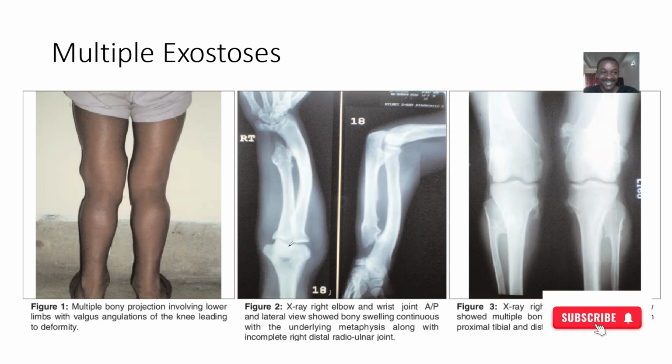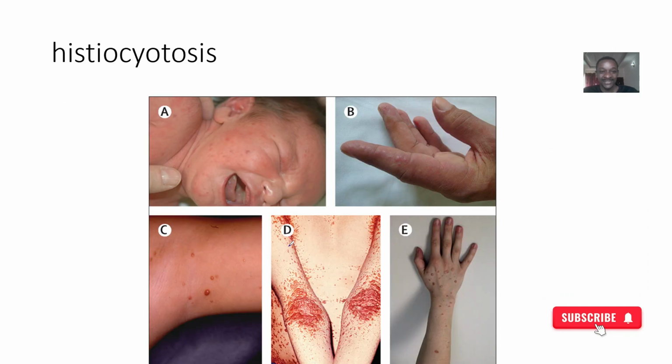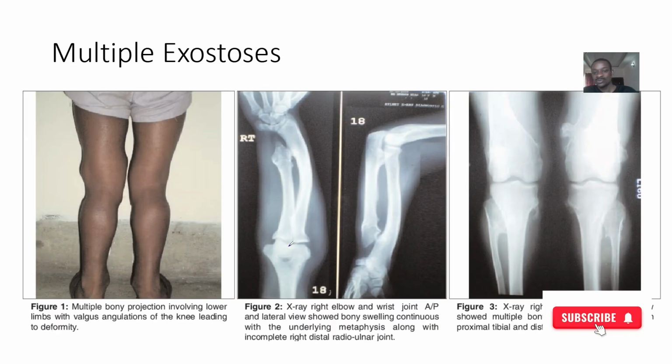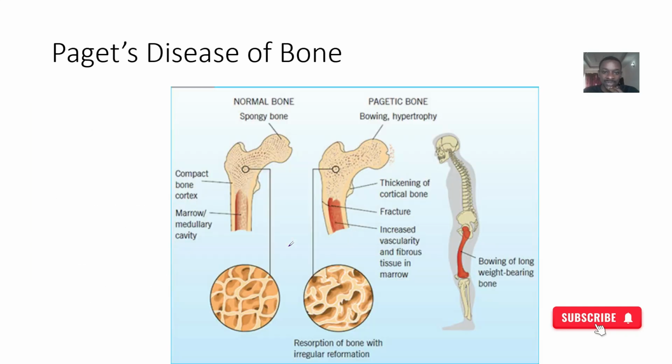So you see, I think this is histiocytosis, though. It has some characteristic skin issues. Then multiple exostosis, a lot of issues on your bones. This one is a white man's issue, don't worry. Okay, then Paget's disease. Paget's disease could actually affect Africans too.